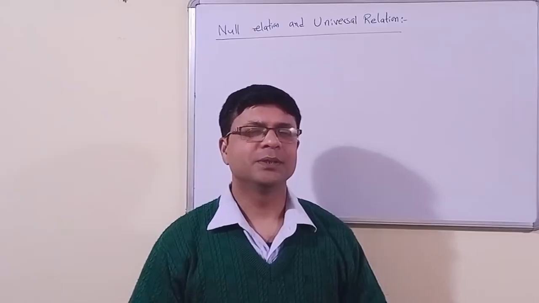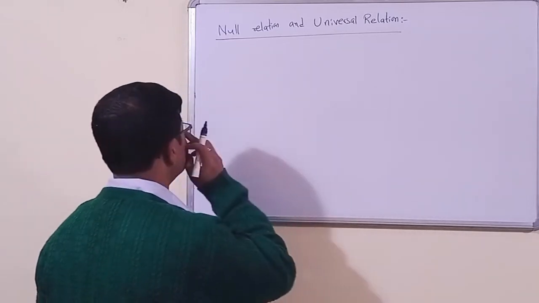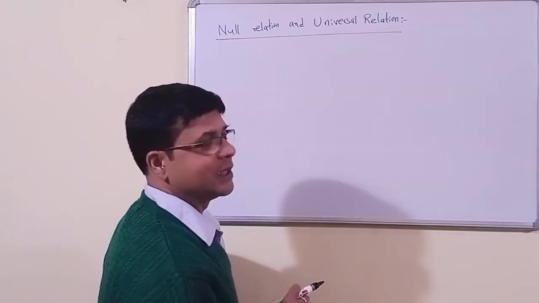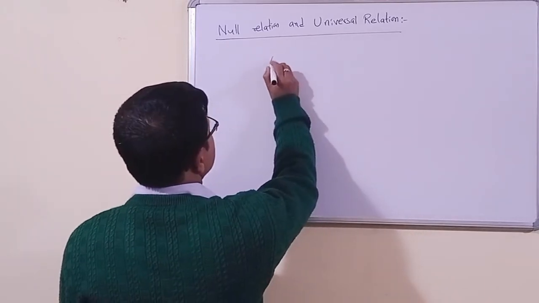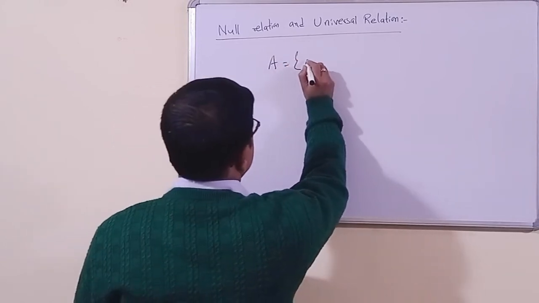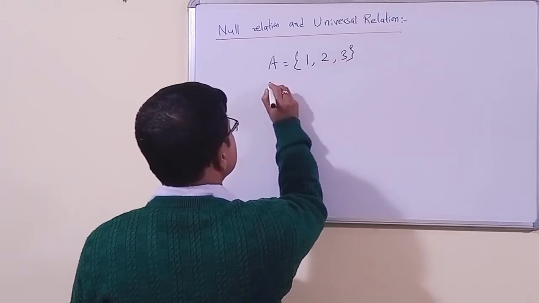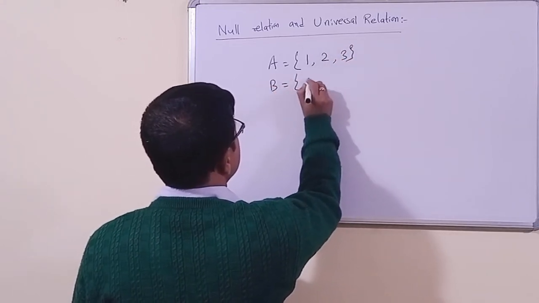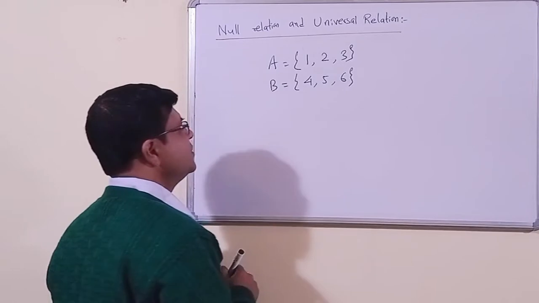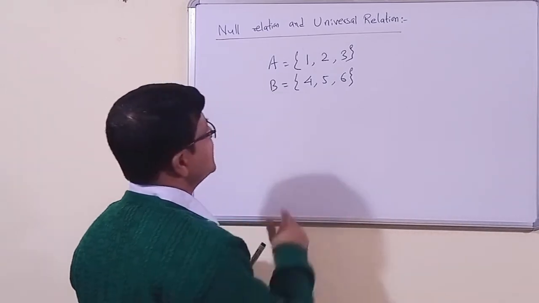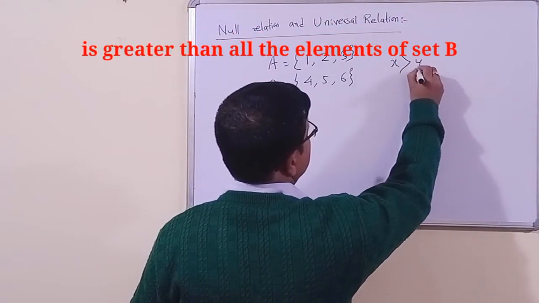Now, my beloved students, we have taken another topic to discuss, and please listen carefully. Here we have taken null relation and universal relation. At first, let us discuss null relation. It is very easy. Take a set, suppose set A, with elements 1, 2, 3, and take a set B with elements 4, 5, 6. And I said that all the elements of set A are greater than those of set B.